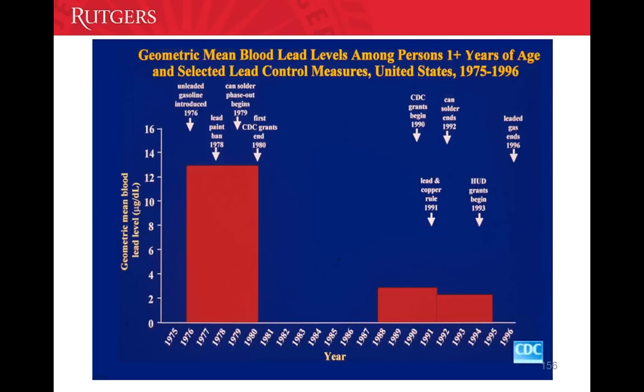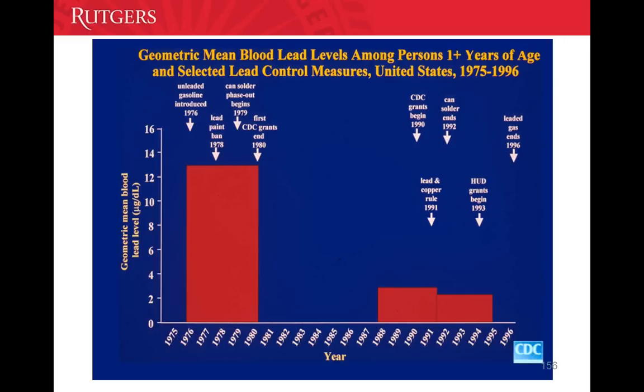So here's an environmental health success story. Here is the story of lead removal in the United States. You can see that the blood lead levels, in micrograms per deciliter, back in the mid-70s were about 12 or 13 micrograms per deciliter. Unleaded gas was introduced in '76. They put a lead paint ban in '78. And they had the first CDC grants. It's a CDC slide, so we have to give them their due. The first CDC grants to talk about lead management ended in 1980.